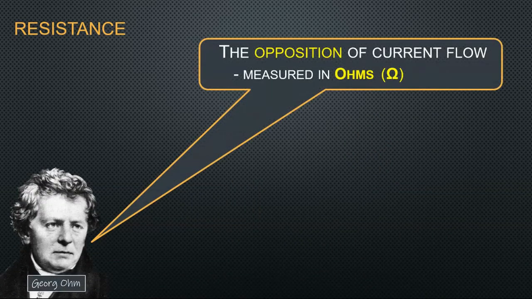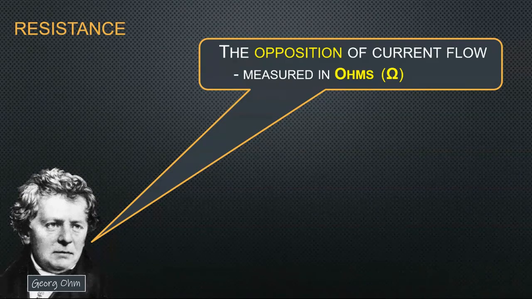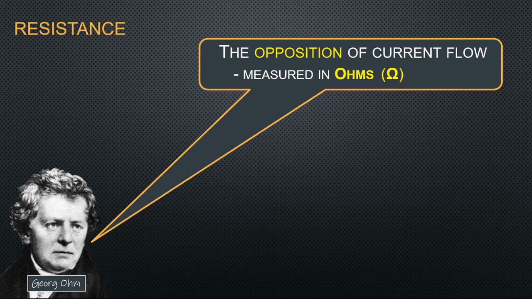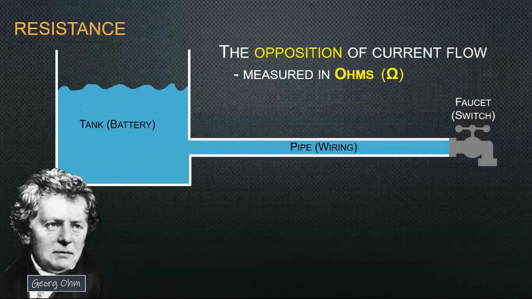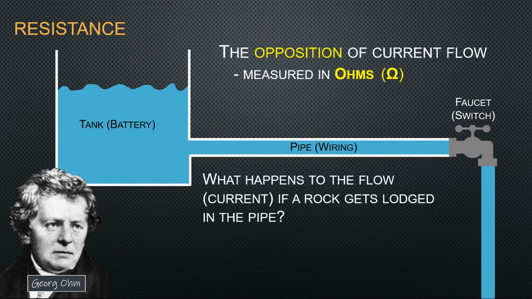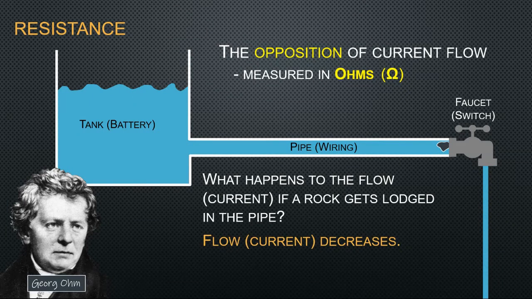Resistance is the opposition to the flow of current within a circuit. The amount of resistance in a circuit, or in an individual component of a circuit, can be measured in ohms, which is abbreviated in formulas using the uppercase Greek letter omega. To better understand resistance, think about what would happen to the flow of water from a faucet if a rock got stuck in the pipe. The amount of water flowing through the faucet would decrease. Just like when electricity encounters resistance in a circuit.